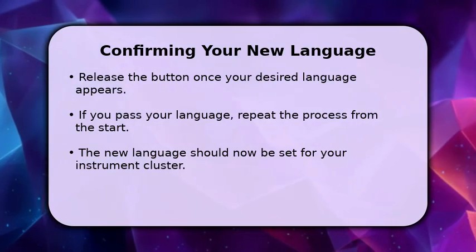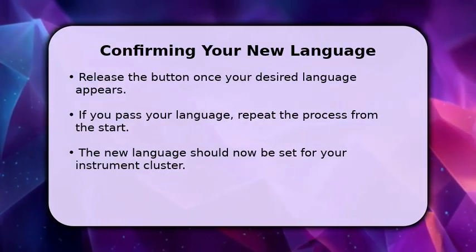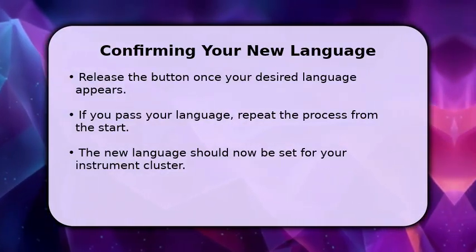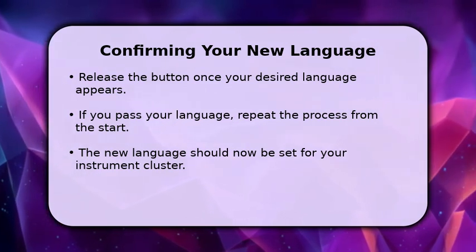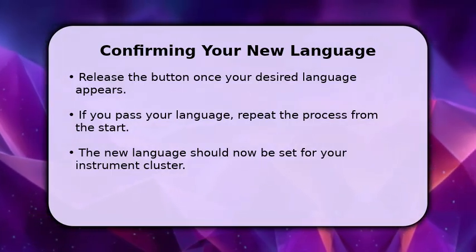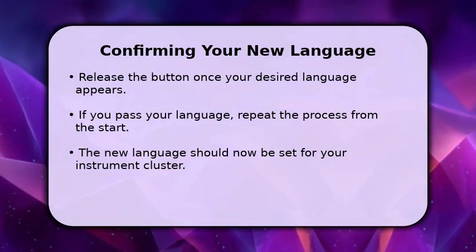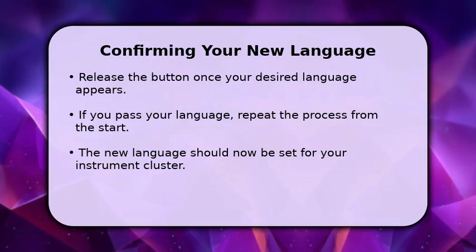Once your preferred language appears clearly on the display, simply release the right instrument cluster button. The system will then lock in your selection, making it the new default. If you accidentally cycle past your desired language, don't worry, just repeat the entire process from the beginning. The system will continue to cycle through the available languages until you stop on the one you want.